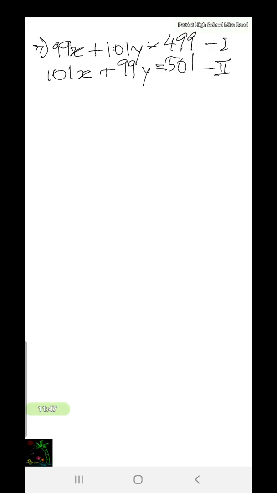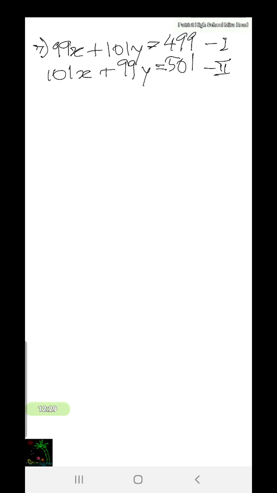Example 7. 99x plus 101y is equal to 499. 101x plus 99y is equal to 501. Equation 2. In these two equations, we find that the coefficients of x and y are interchanged in the second equation. So adding 99 and 101, we get the coefficient as 200. For x 200, for y also it is 200, and the constant will be 1000. So it becomes simpler. So let us add, and subtracting also gives us the difference.